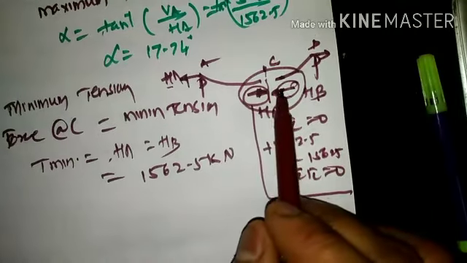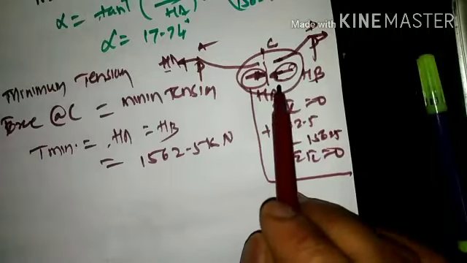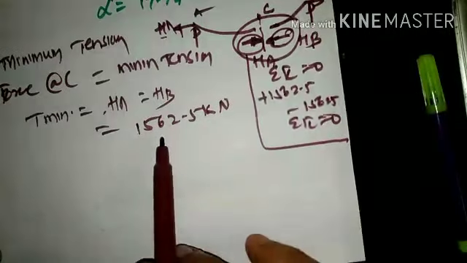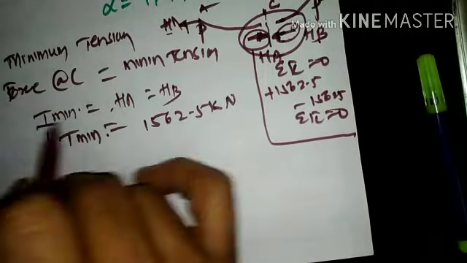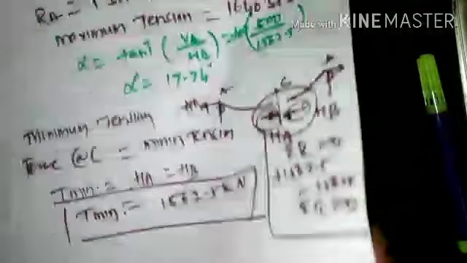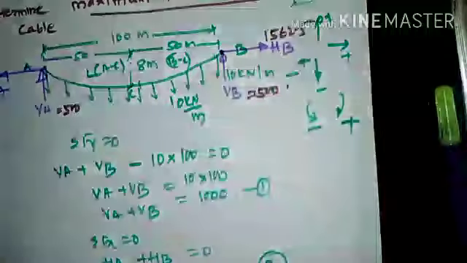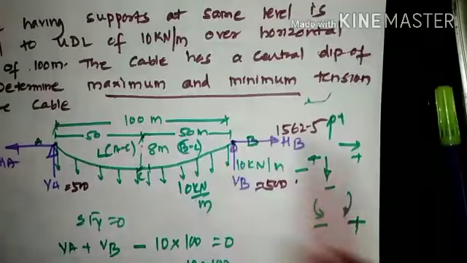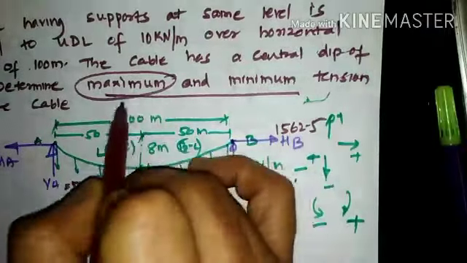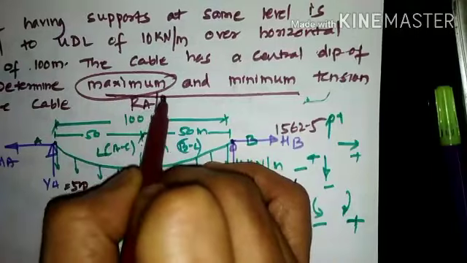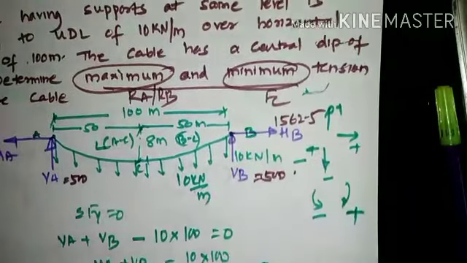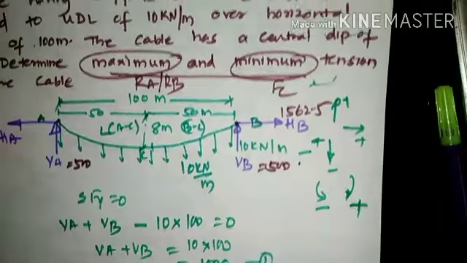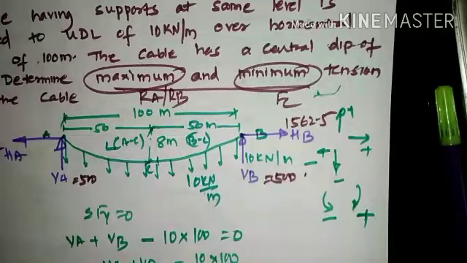So which indicates this is nothing but the position wherein it will be having a minimum tension force, and that minimum tension force is 1562.5 kilonewtons. So this is how we are supposed to find out the magnitude of maximum and minimum tension force at any position. Maximum tension force is the resultant force at A or resultant force at B. Minimum tension force is the force at C position. So this is how we are supposed to solve a problem related to a cable subjected to UDL.